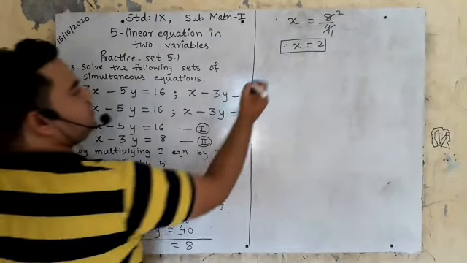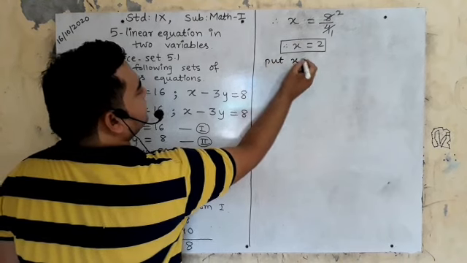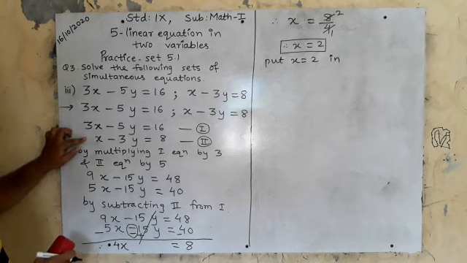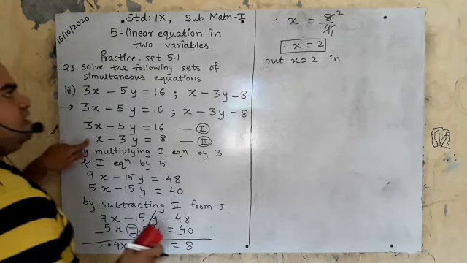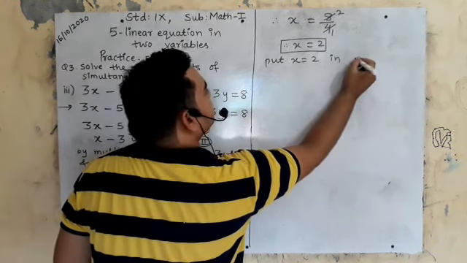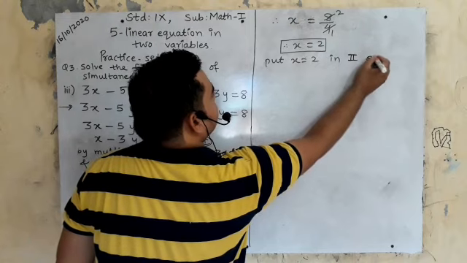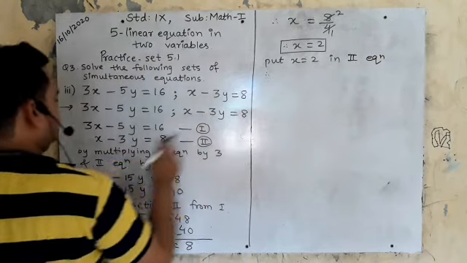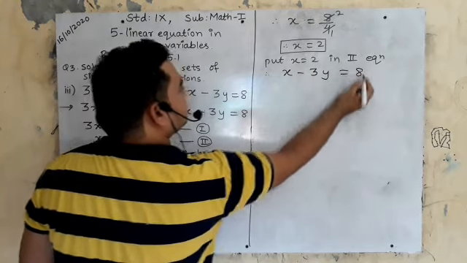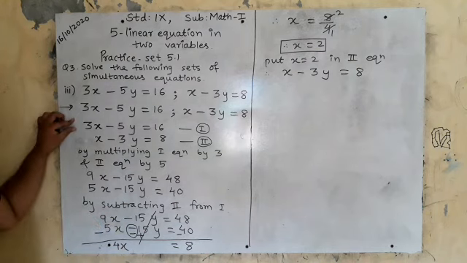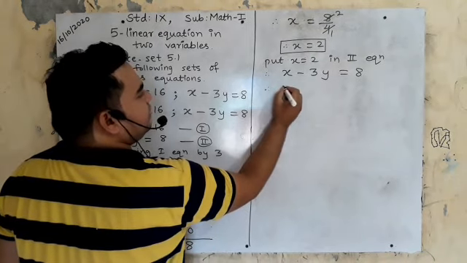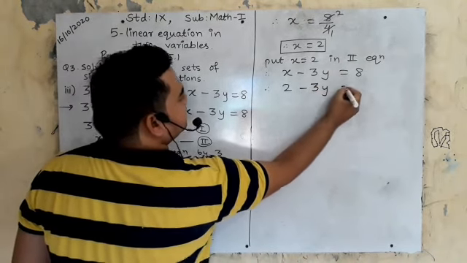Yes. Now we will put x is equal to 2 in the first and second equations. This is your first, this is your second, which is easy. The second one is easy, right? So I will put x is equal to 2 in the second equation. What is the second equation? x minus 3y is equal to 8. If you keep x is equal to 2 in the first equation, then also the answer will be the same, but you always take the easy one. So the x value is 2, the other as it is.